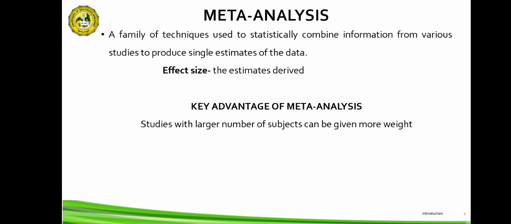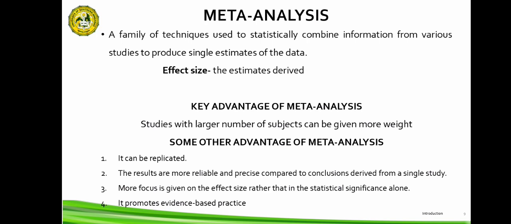Usually, the credibility and reliability of the conclusion of a study is the population of the respondents or participants. Since this is the case in meta-analysis, the estimates can be more reliable. That is what makes meta-analysis advantageous. Some other advantages of meta-analysis are, first, it can be replicated. When we say it can be replicated, it can be used as a reference for future research. Then, the results are more reliable and precise compared to conclusions derived from a single study.